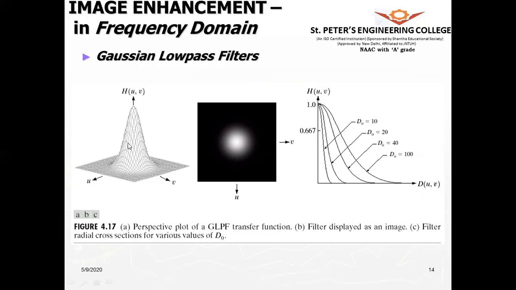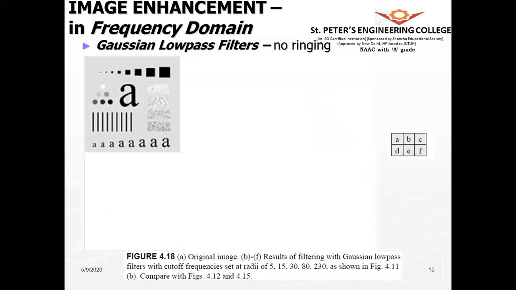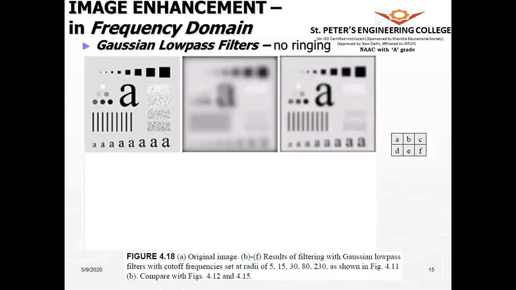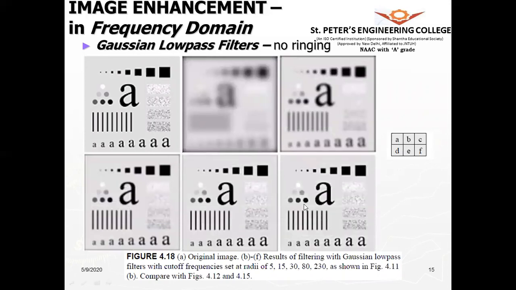So this is the perspective plot and the radial cross section of the Gaussian low pass filter. Now, if you apply the Gaussian low pass filter, the ringing is definitely reduced. So as we can see, this will be the effect of using the low pass filter. Of course, blurring will be there when we take a circle of small radius. If we take that, then the blurring effect will be there. If you increase the circle radius, the blurring will be eliminated.